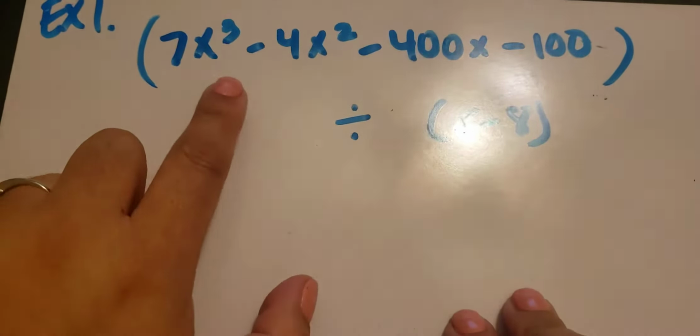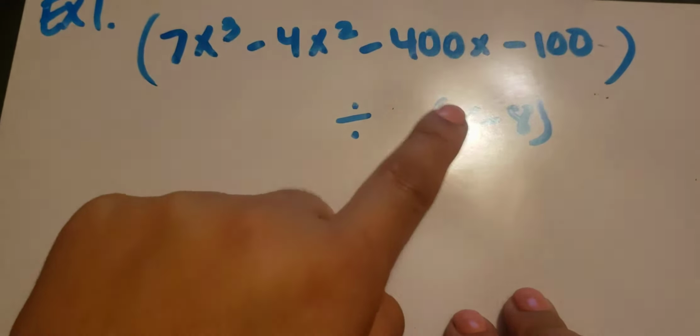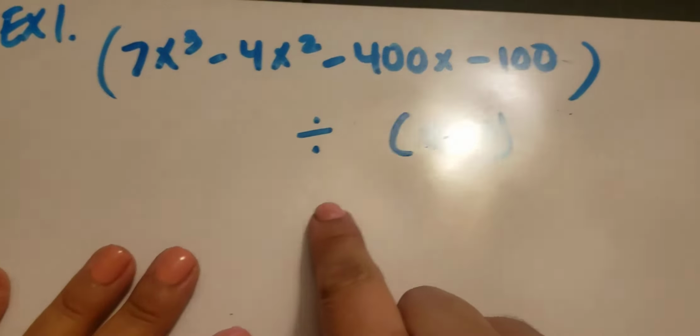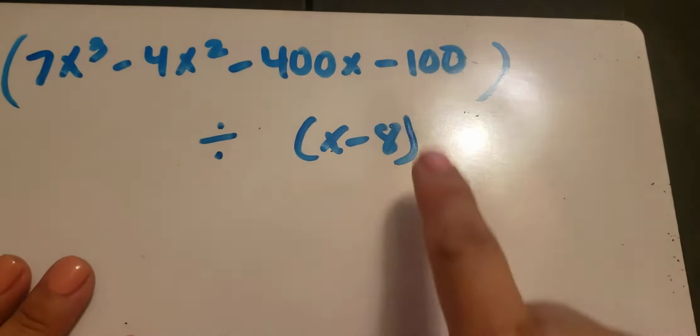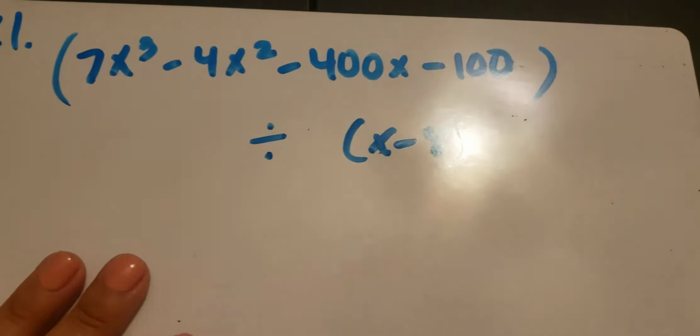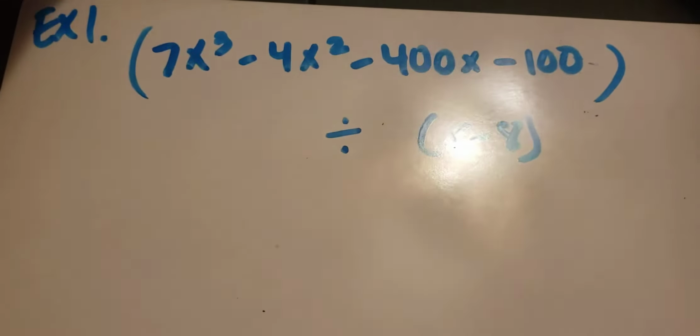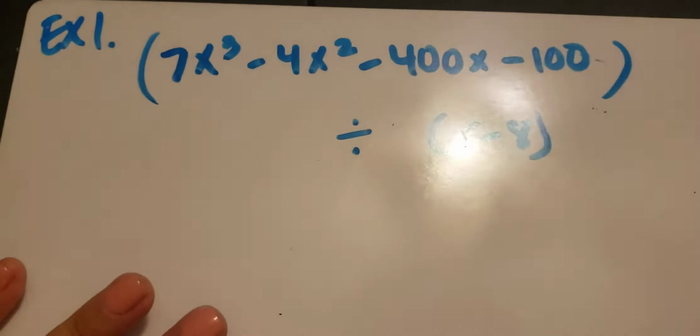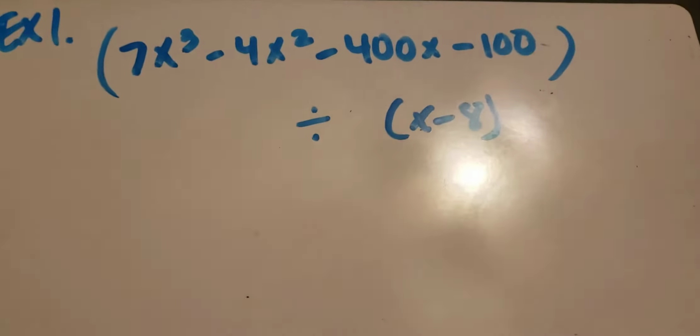7x cubed minus 4x squared minus 400x minus 100 divided by x minus 8. I apologize for the glare, but my lamp is bouncing off the light there. All right, so if you needed help, this is how we set it up.